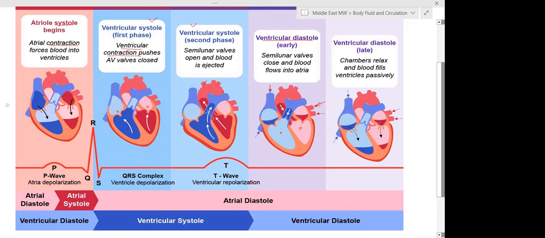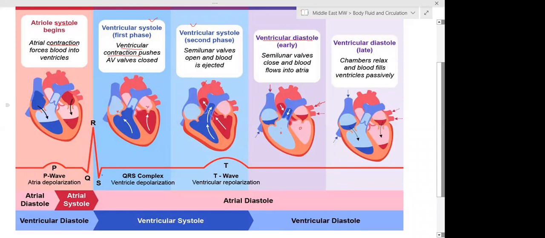When the atrium contracts, what will happen? The blood will come from the right atrium to the right ventricle, and from the left atrium to the left ventricle, right? Means from the atrium, blood will come to the ventricle. Clear? Yes.